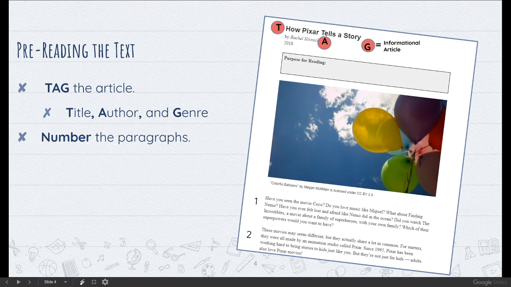And then lastly, when I talk about genre, I want you to tell me, is this a sports story? Is this an informational article like the one that we'll be reading? Or, is it a feature story? Is it a story about a person or a place or a thing?